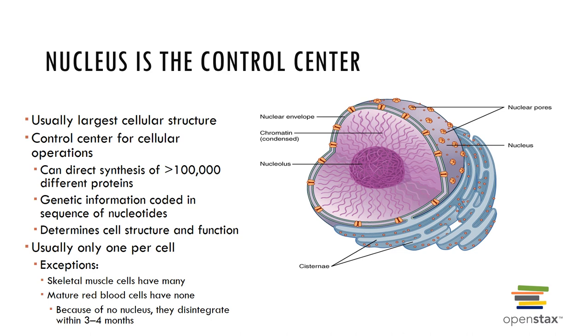Now, the nucleus is a double membrane structure that contains pores. The outer layer is continuous with the rough endoplasmic reticulum and bears ribosomes. The inner lining maintains the shape of the nucleus. The pores regulate transport of molecules into and out of the nucleus. The nucleoli is a dark staining spherical body within the nucleus, and it's involved in ribosomal RNA synthesis and ribosome subunit assembly.